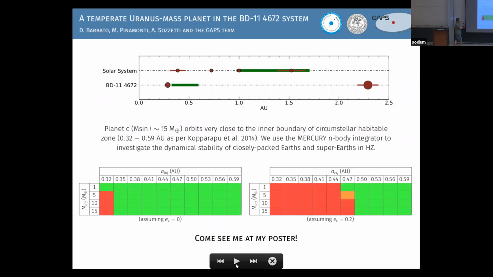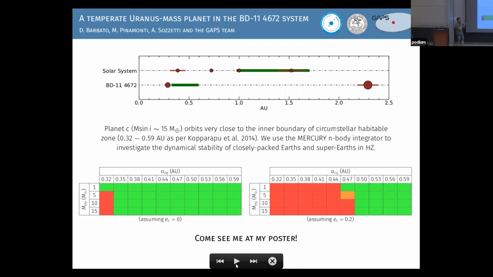What we notice is that our new planet orbits very close to the inner boundary of the conservative, mind you, conservative habitable zone for this star. So I was curious about it, and I wondered, could there be any additional planets within the habitable zone?